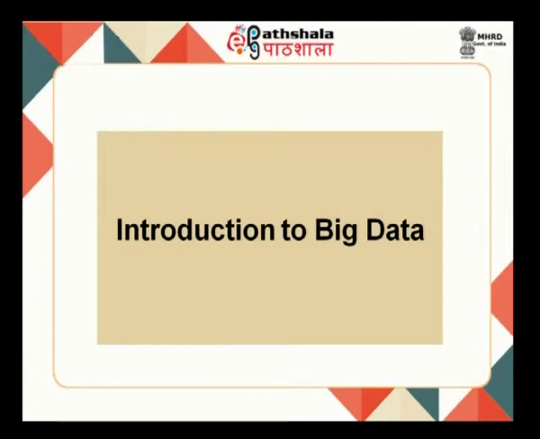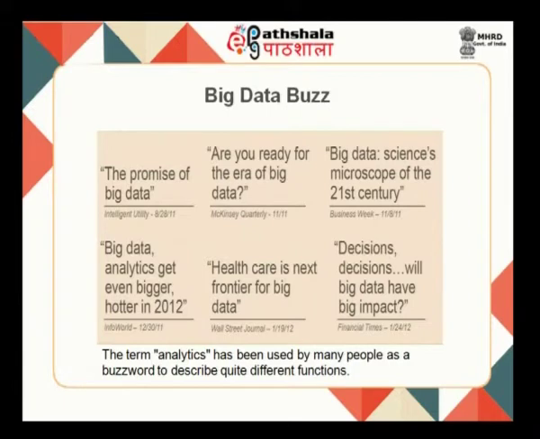In the next part of this lecture, we will be dealing with what is big data, what is its impact on data analytics and where all we can apply big data. As I already mentioned, big data is a buzzword and big data is perceived in a different way by different people as well as by different organizations.